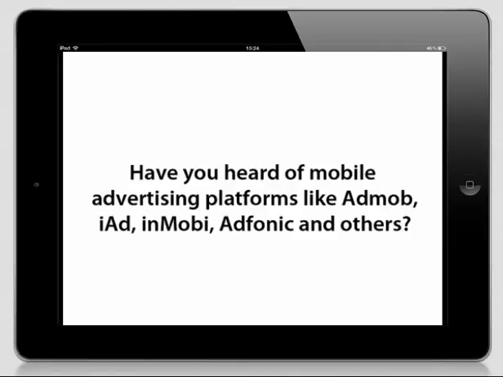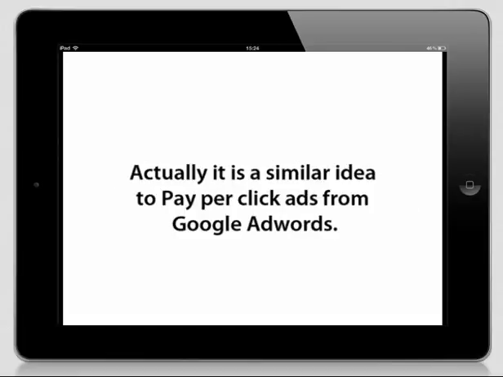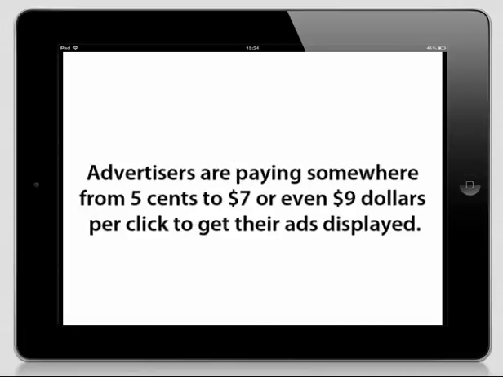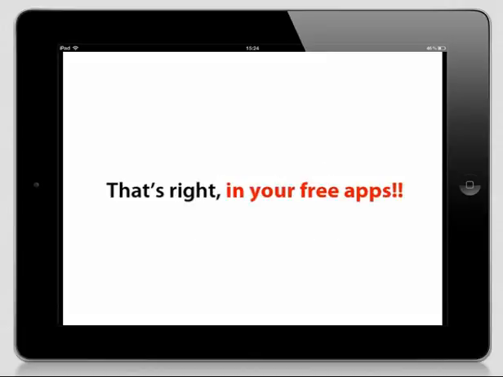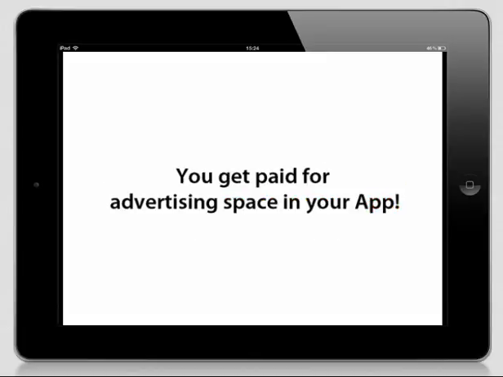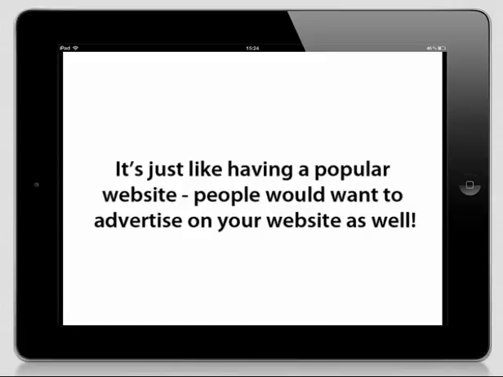Have you heard of mobile advertising platforms like AdMob, iAd, InMobi, AdPhonic, and others? Actually, it is a similar idea to pay-per-click ads from Google AdWords. Advertisers are paying somewhere from 5 cents to $7 or even $9 per click to get their ads displayed. And where do you think all these millions of ads are showing up? That's right, in your free apps. You get paid for advertising space in your app. It's just like having a popular website. People would want to advertise on your website as well.